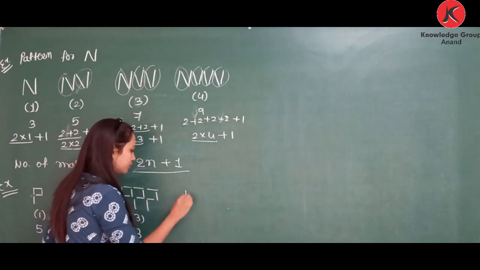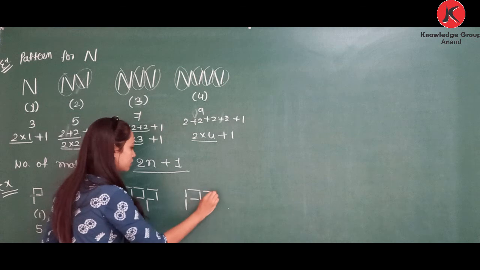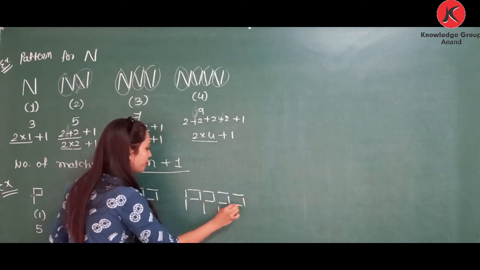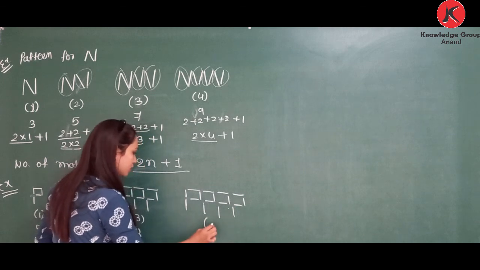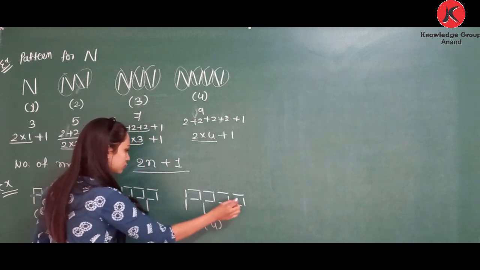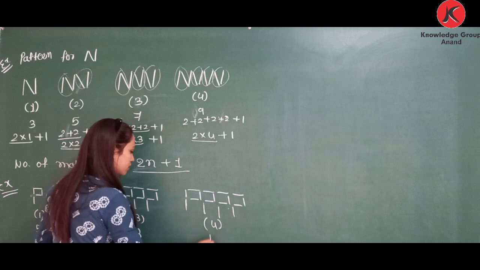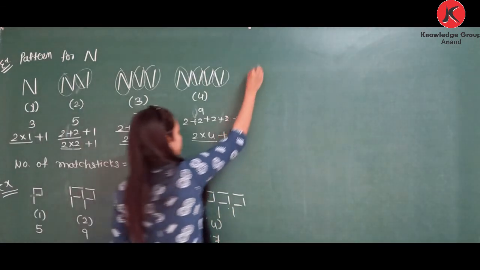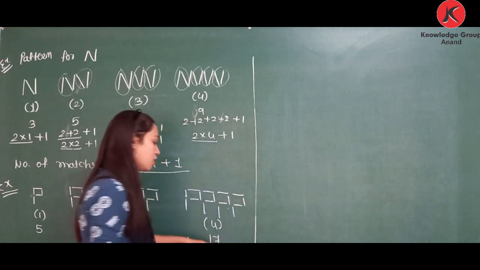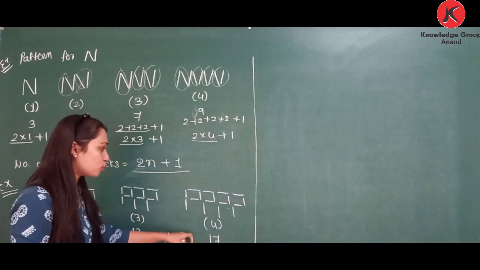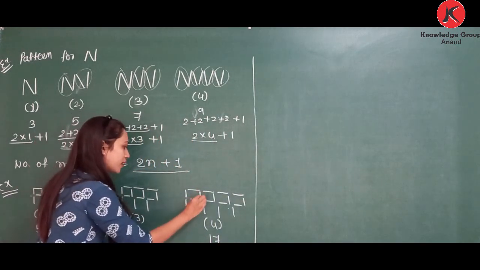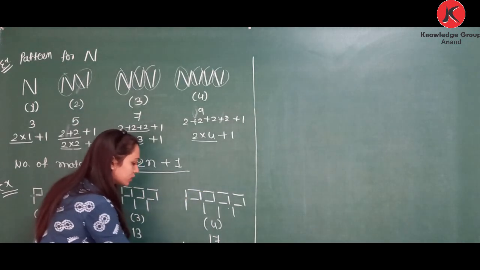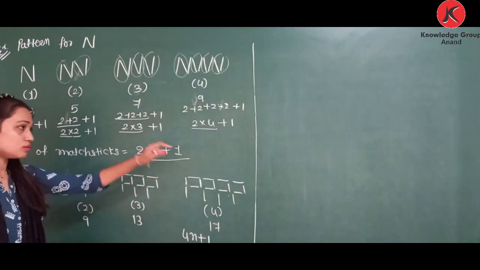For the next time, again we need to add 4 matchsticks. So it is 4 times P, 15, 16, 17. So now you can directly write the rule. Therefore, every time we need to add 4 matchsticks and this one will be extra. So that will be 4 and plus 1. We can find the rule like a table.